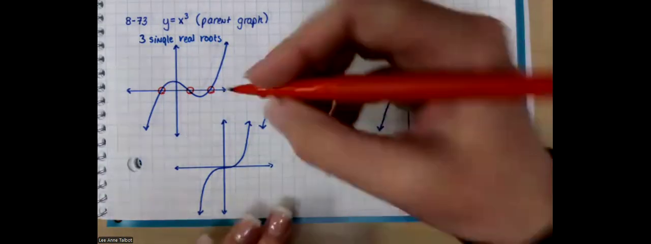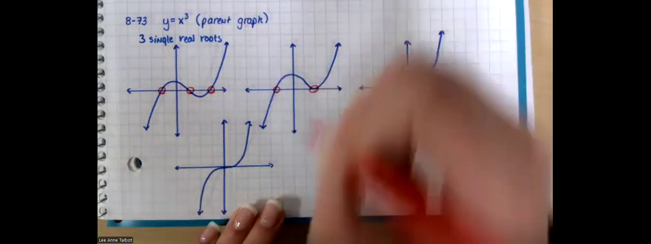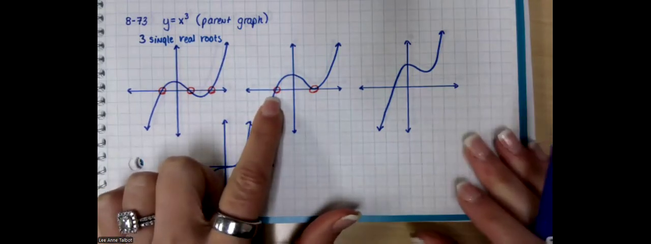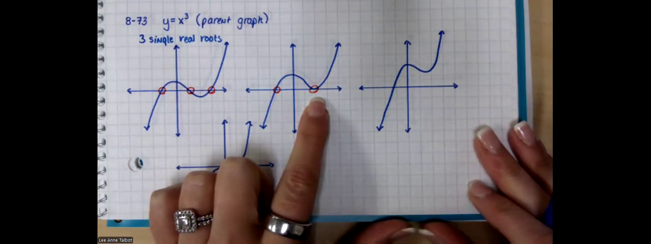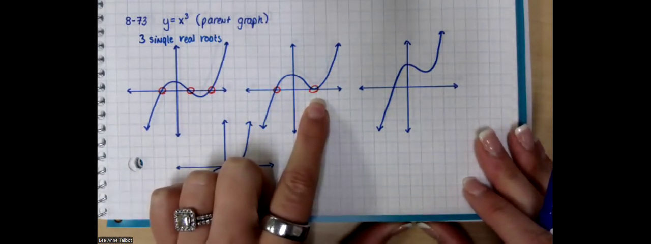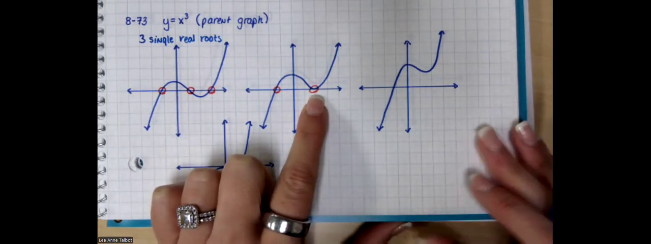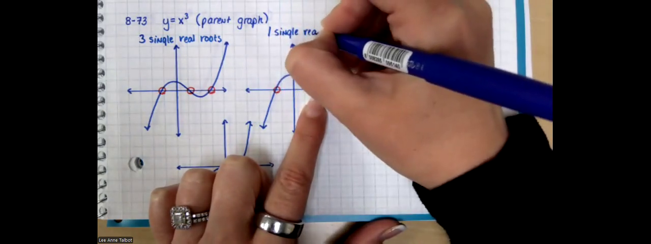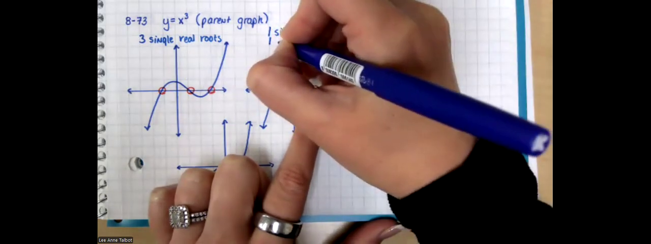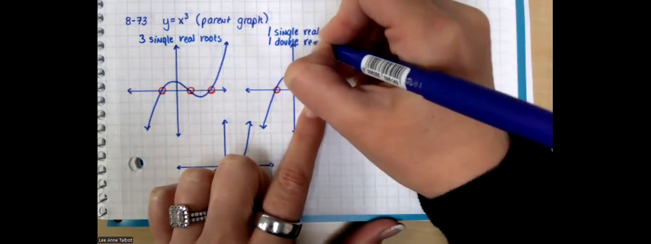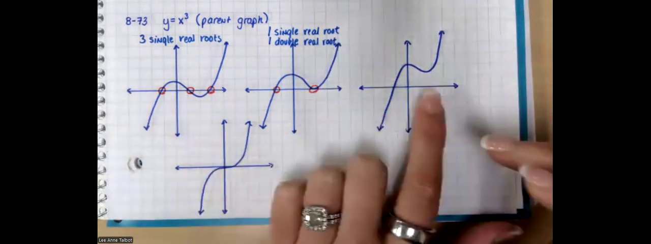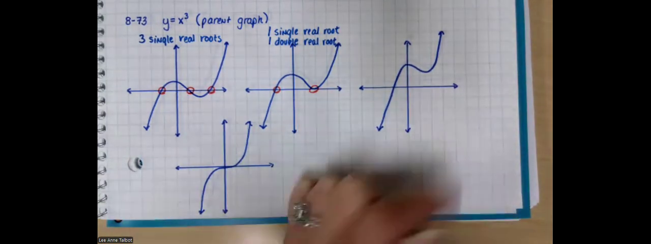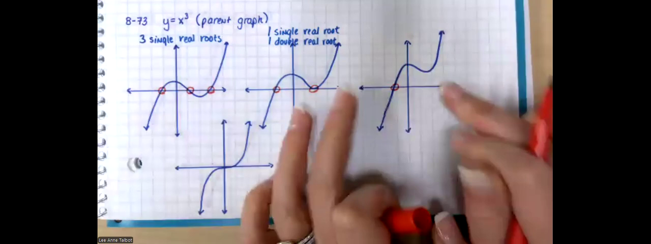Okay. Now, this one. This one is 1 single real root and 1 double real root. It's double because it hits the x-axis and bounces. So 1 single real root, 1 double real root. Now contrast that with this one. This one actually touched. This one does not. That's why I put them next to each other.